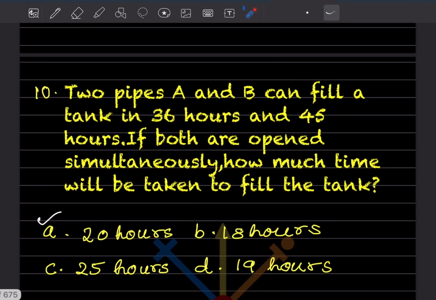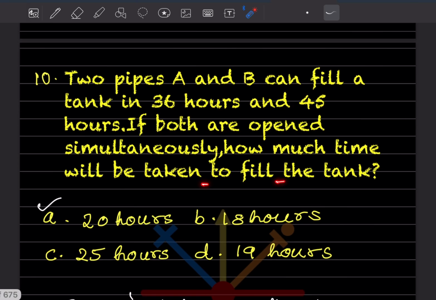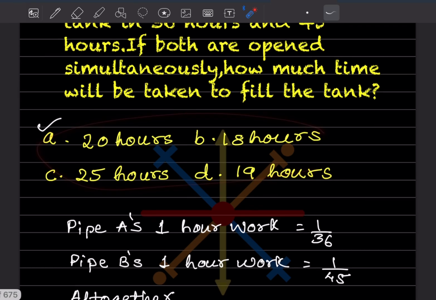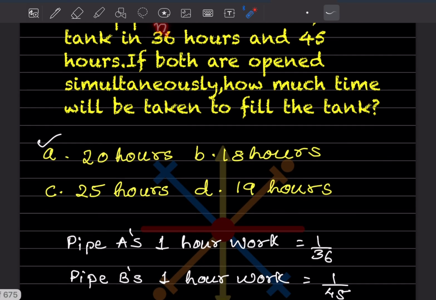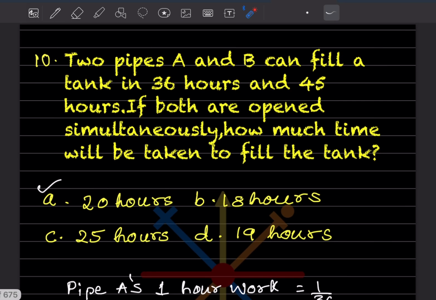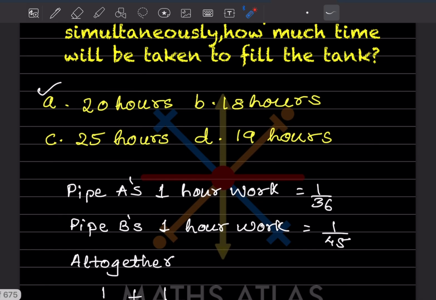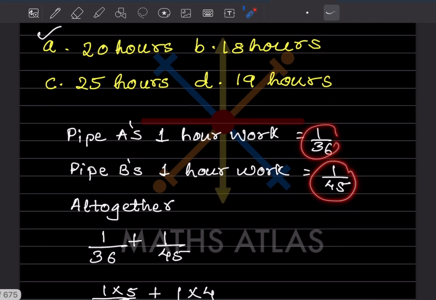Two pipes A and B can fill a tank in 36 hours and 45 hours respectively. If both are open simultaneously, how much time will be taken to fill the tank? These are the options given. Pipe A's 1 hour work, with 36 being n, is 1 by n, so that is 1 by 36, and pipe B's 1 hour work is 1 by 45. Together, altogether, 1 by 36 plus 1 by 45.